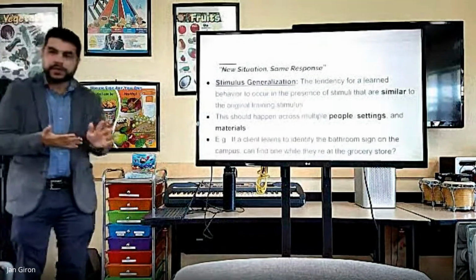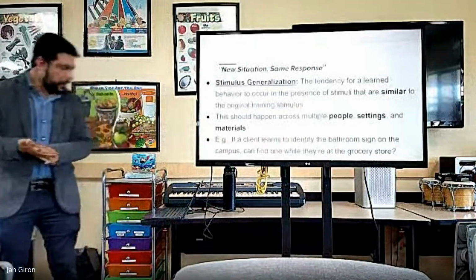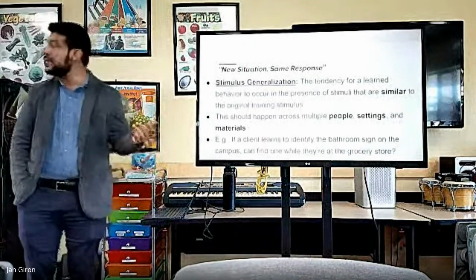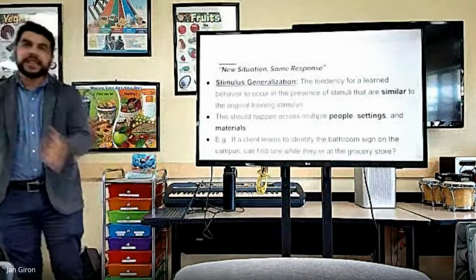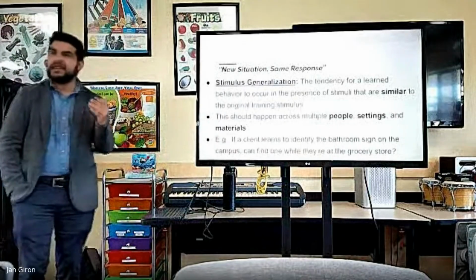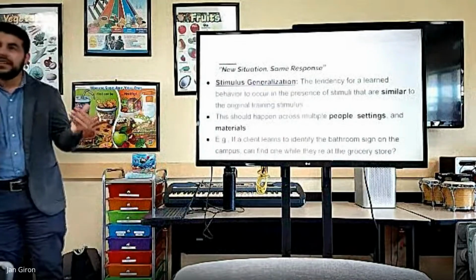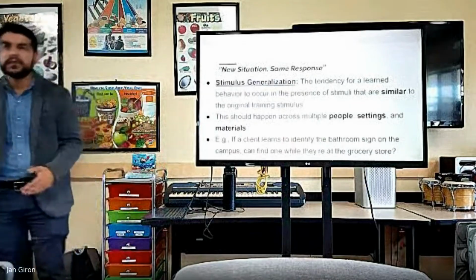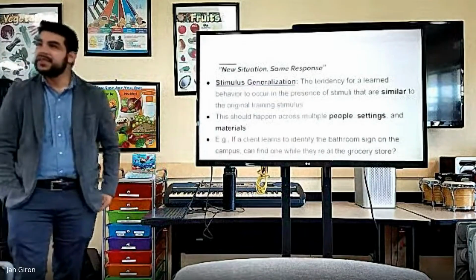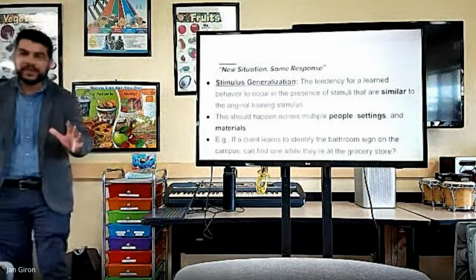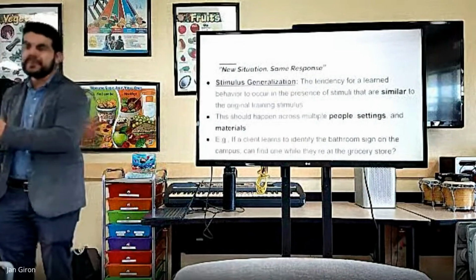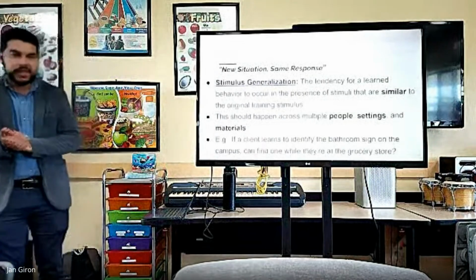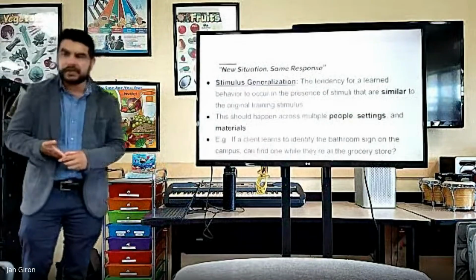And this is incredibly crucial, because you can look at the example I provided here. Okay, let's say there's a client here. They know how to use the restroom. They can go independently. They know exactly where it is. But what if they're out in the community? Can they do it when they're in the grocery store, in the restaurant? Do they know what to look out for? Or do they need things to be in a very particular way in order for them to go? That is the idea behind stimulus generalization.